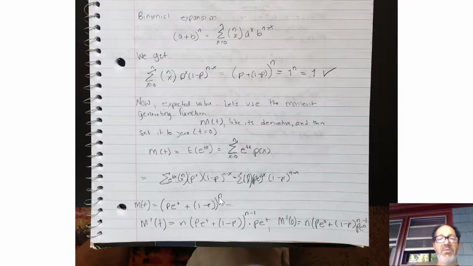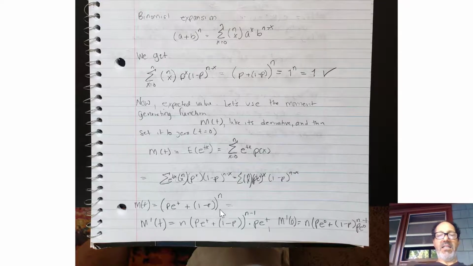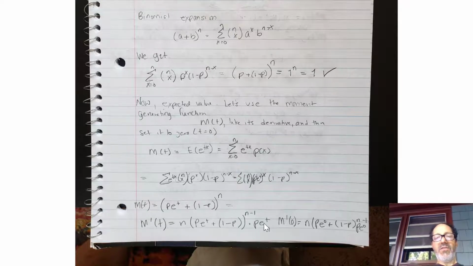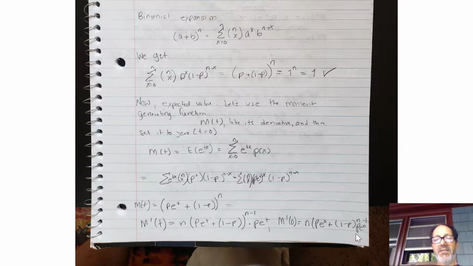This is like any derivative. It's n times whatever's here to the n minus 1 power, and then we take the derivative of what's inside this function with respect to t. So it's p e to the t, and its derivative is p e to the t. Then we set t to 0 to find the mean. If t is set to 0, you get p e to the 0 power plus 1 minus p, to the n minus 1, times, again, p e to the 0 power.